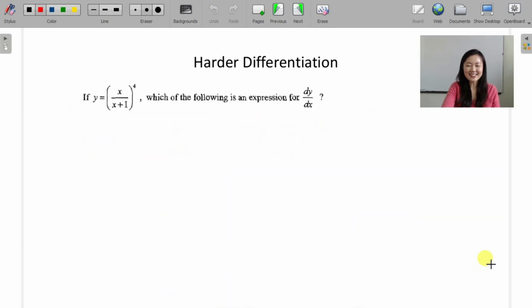All right, this one's interesting. Can you guess what rule this is? Now, there's more than one way to approach this. I would treat this as x to the power 4 on x plus 1 to the power 4. Yeah, just put both top and bottom to the power 4. And now you have two options from here. You can treat that as quotient rule, or I'll just show you another variation.